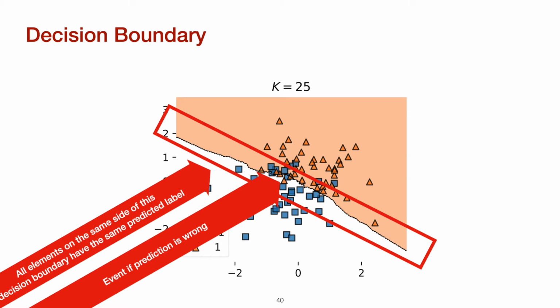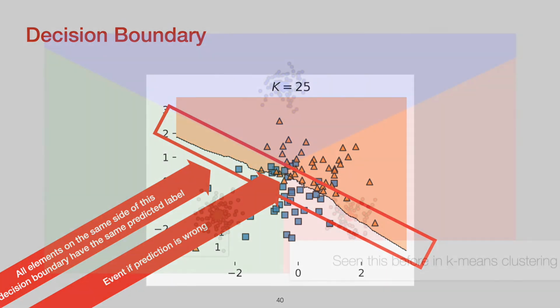So here we have this orange triangle that's on the left side of our decision boundary, which would say it's likely to be classified as a blue square here. Or it will be classified as a blue square for this k equals 25 approach. So we would say that's actually an error in our prediction.